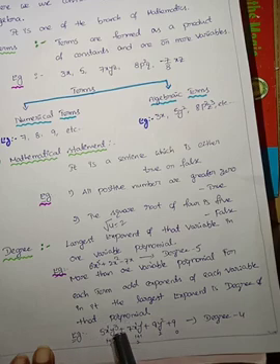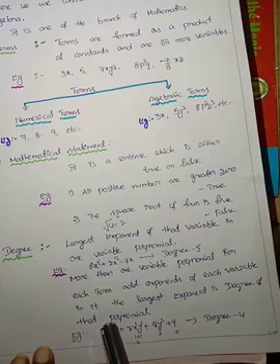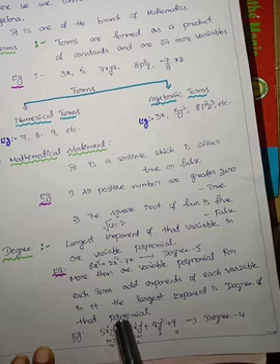Here 5xy cube is one term. In this term, x and y are variables. X exponent is 1, y exponent is 3. We have to add the individual exponents of the variables. 1 and 3 we have to add. 1 plus 3 is equal to 4.